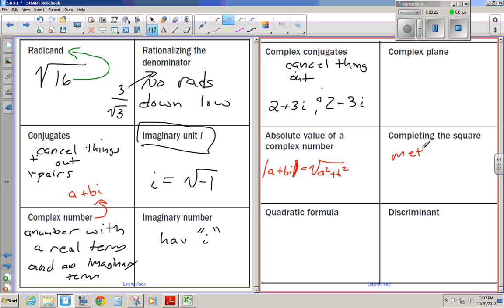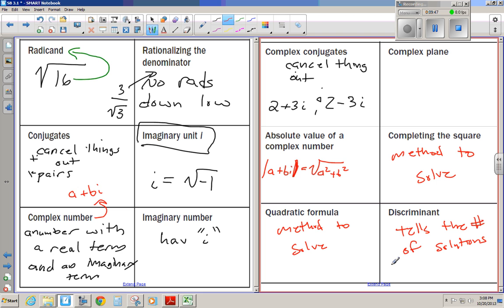Completing the square is a cool method to solve. The quadratic formula is another method to solve. The discriminant tells the number of solutions and the kind of solutions.